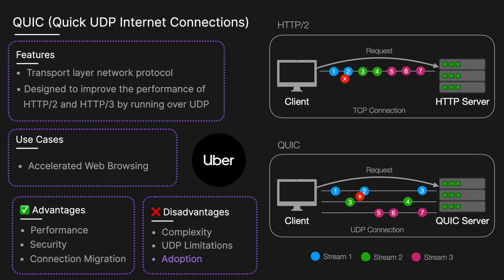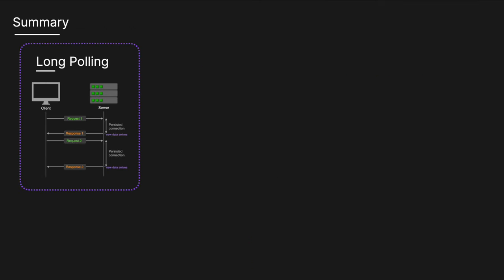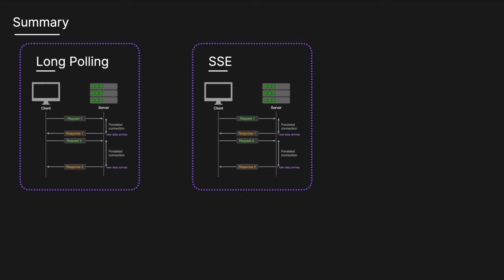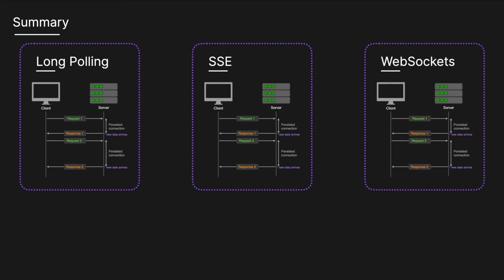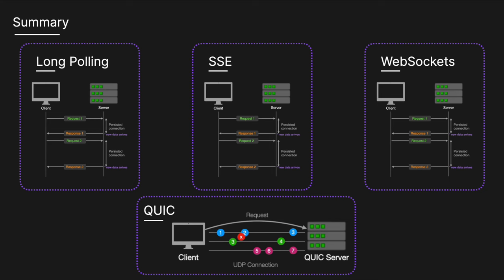So in summary, long polling is a web communication technique where the client makes an HTTP request to the server, and the server keeps the request open until it has new information available to send back to the client or a timeout occurs. Server sent events is a unidirectional protocol where the server continuously pushes updates to the client over a single long-lived HTTP connection. WebSockets is a full duplex communication protocol that establishes continuous bidirectional data exchange between a client and server over a single persistent connection. And then finally, there's QUIC, which is a transport layer protocol built on UDP, designed to provide faster, more reliable connections with lower latency and better performance, especially for web and real-time applications.